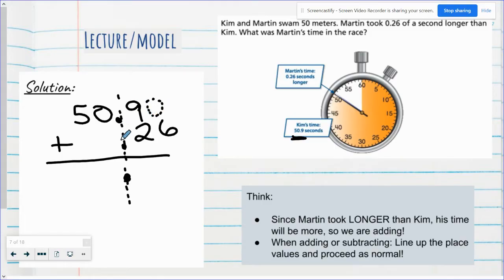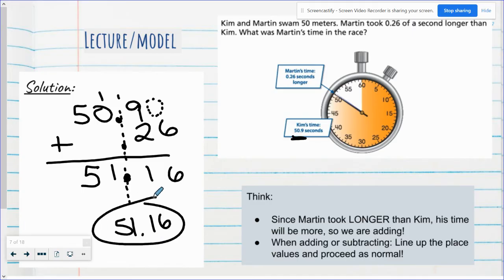And now we're just going to add like normal. 0 and 6 is 6. 9 and 2 is 11. So 1 stays, and then we carry the other 1. 1 and 0 is 1. 5 and nothing is also 5. So we have here, Martin would have taken 51 and 16 hundredths of a second.